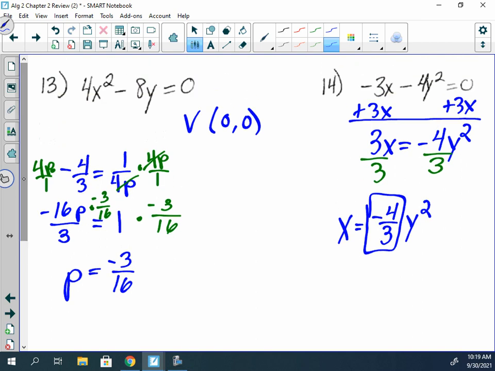negative 3/16. Yes, sir? Could you also multiply both sides by 3 since the side is negative about 3? We could have, yeah, at the very top, we could have just also multiplied both sides by 3. That would have worked as well.